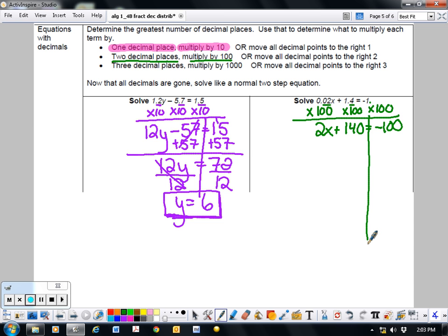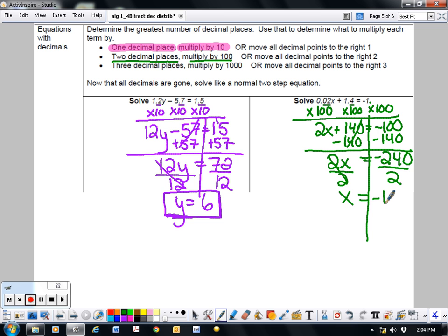So from here, now I've got my 2-step equation. I'm going to go ahead and solve. So I always get rid of addition, subtraction first. I have plus 140, so I minus 140. So now I have 2x equals negative 240. Now that's 2 times x, so I divide by 2 on both sides. And x is negative 120.